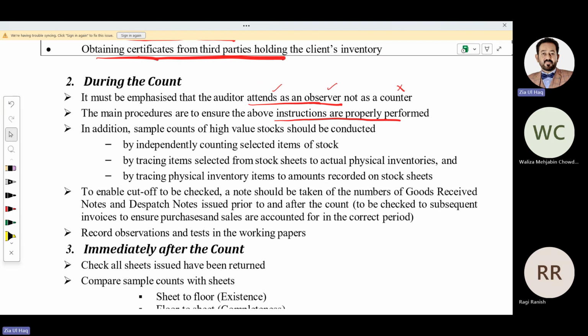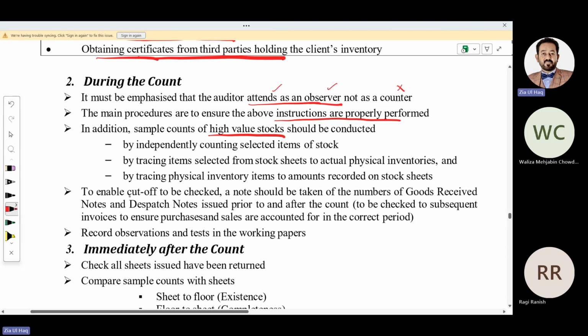So we don't need to count the inventory, but high value inventory we should count by ourselves on a sample basis. If client inventory is, suppose, diamond jewelry, this is high value inventory. Even a single unit could have a big impact on the inventory. We are conducting audit of Bentley. Each car is high value. So for high value inventory, we should recount by ourselves as well during count.